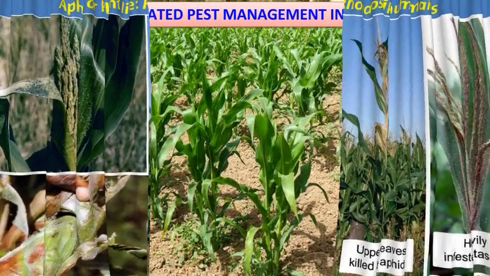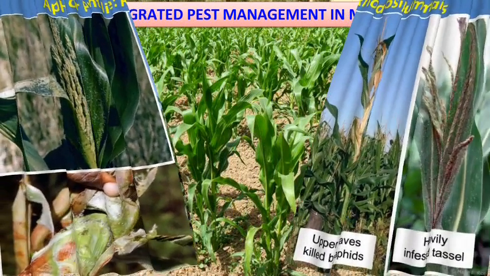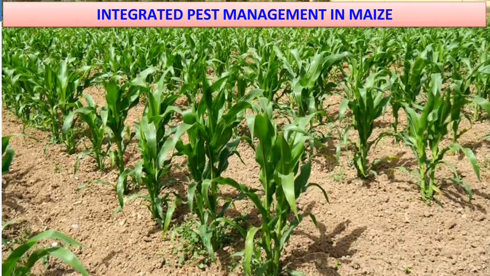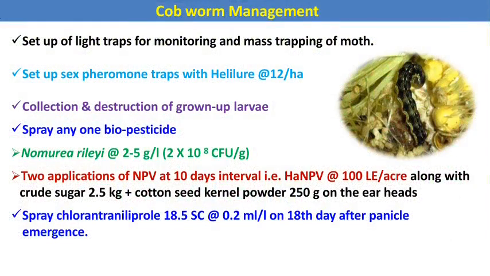Then how can we manage the different pests in the case of the maize crop? It means there is integrated pest management with the help of different techniques. How can we manage? For cobworm management, they set up a light trap, and a light trap is nothing but one of the tools used for monitoring and mass trapping purposes.